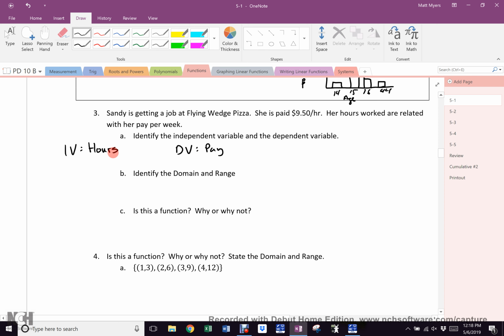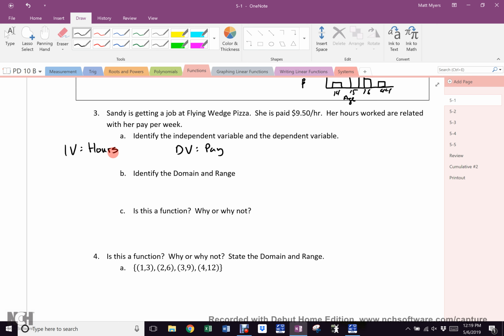Everyone agree? And his definition was how much Sandy gets paid depends upon how many hours Sandy works. Are we happy with that? Absolutely, that is correct. If Sandy does not go to work, Flying Wedge is not going to give her a paycheck. Everybody understand? Do any of you work at Flying Wedge? Are hours still passing for you? There's another way to look at it.